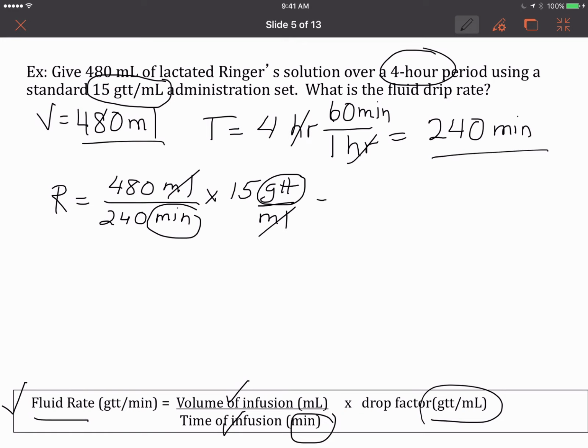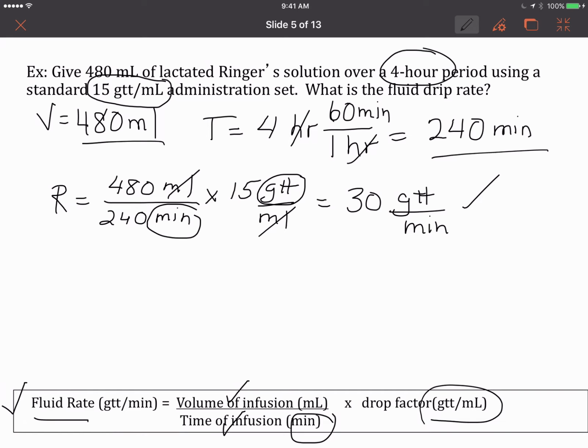So I'm going to do the calculations here. 480 divided by 240 times 15 equals 30 drops per minute. Now, this is great if you have the time to stand and adjust a fluid rate over the course of a minute. Doesn't seem like a long time, but if you're counting 30 drops and then you have to readjust a couple times, that's going to take you a while, and you have something else to do, no doubt.